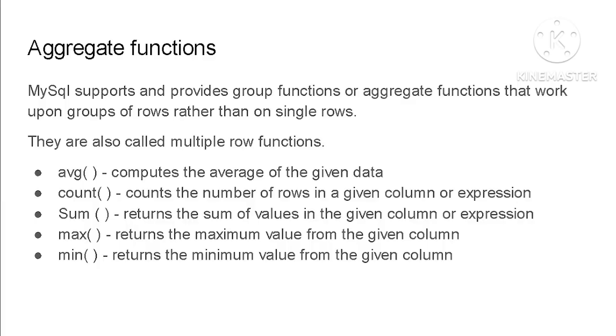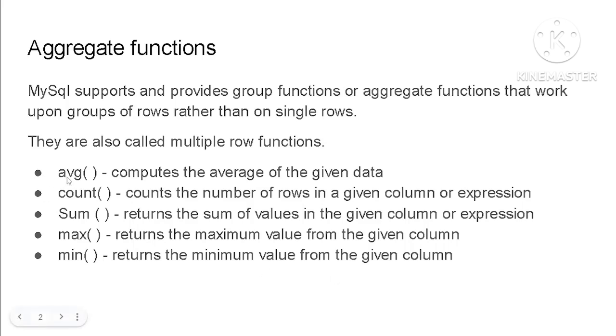Aggregate functions are the functions that work upon groups of rows, that is with respect to the values in a particular column. So it is used to compute the values of a particular column. It works in groups instead of individual rows. So the aggregate functions are average, count, sum, max, min.